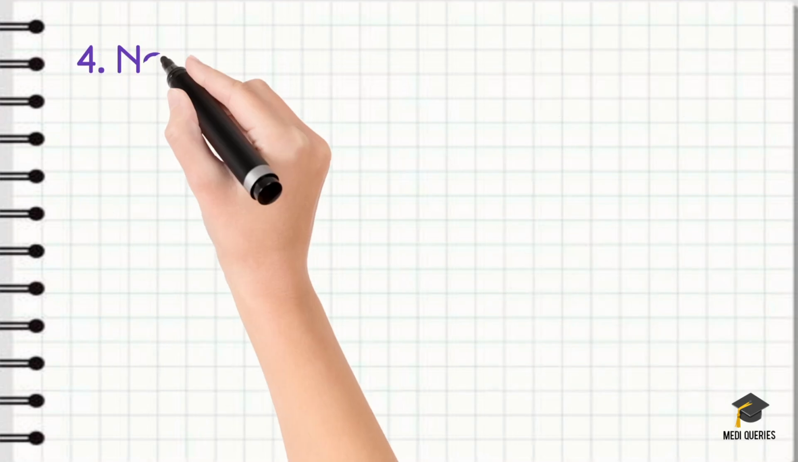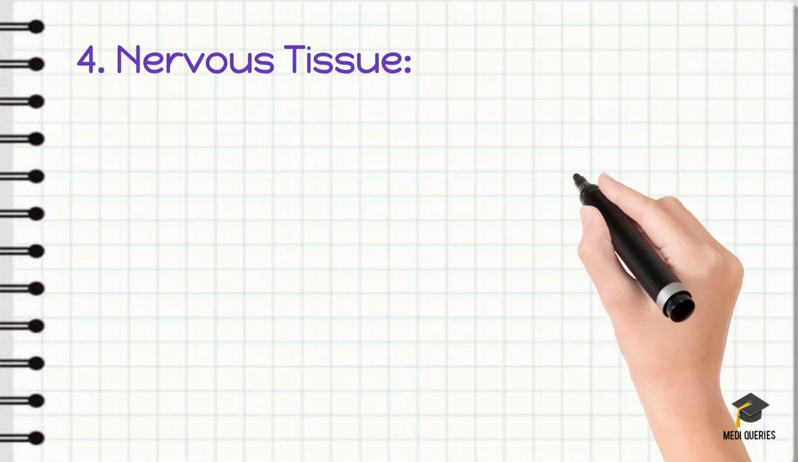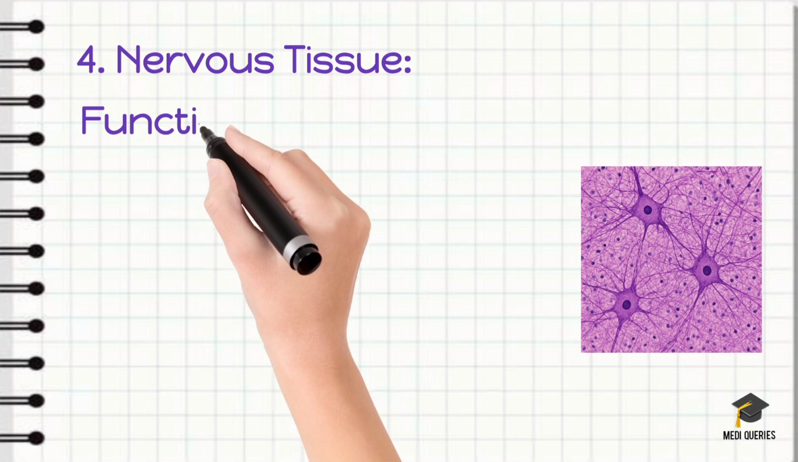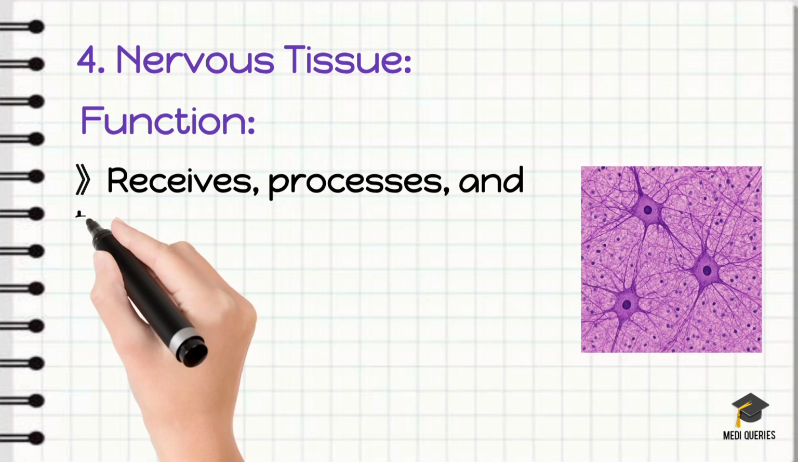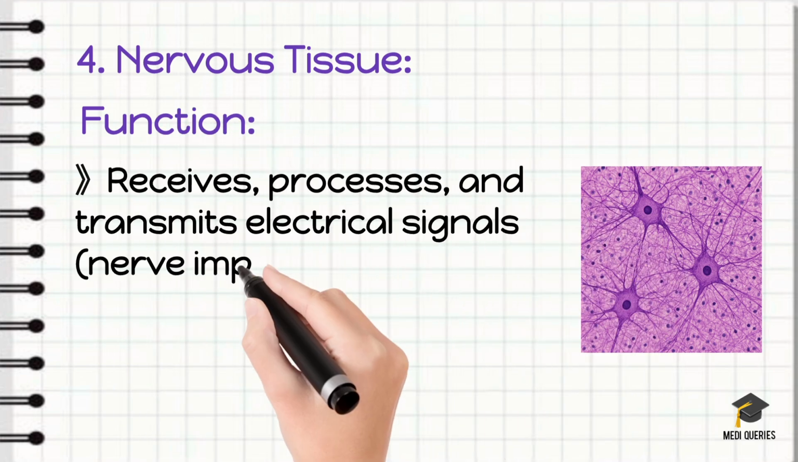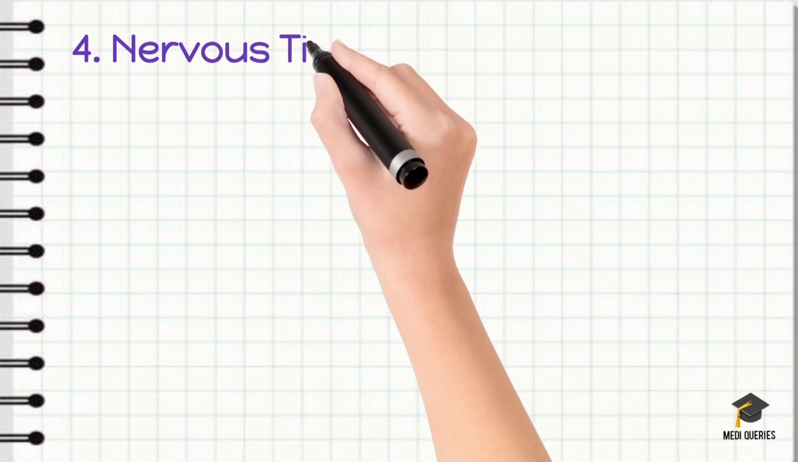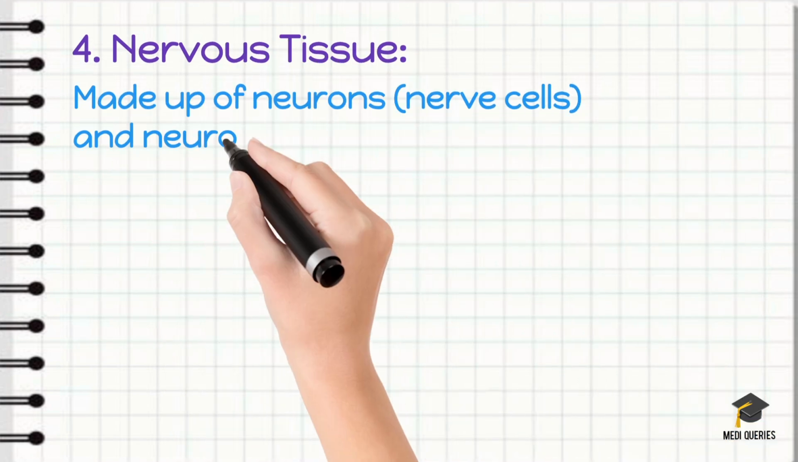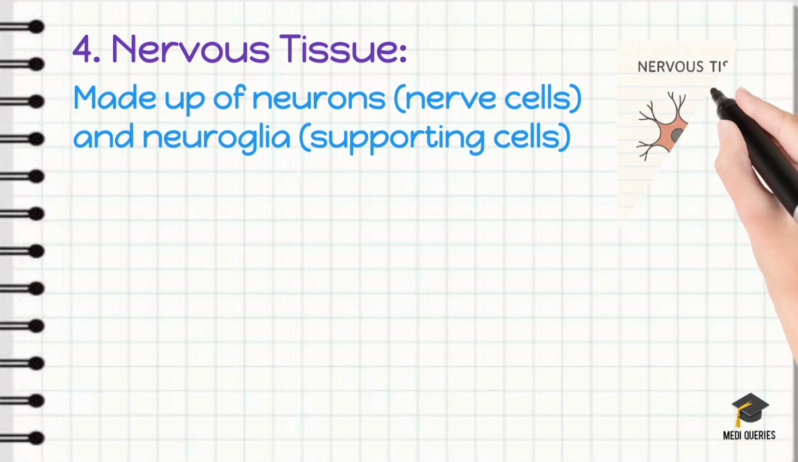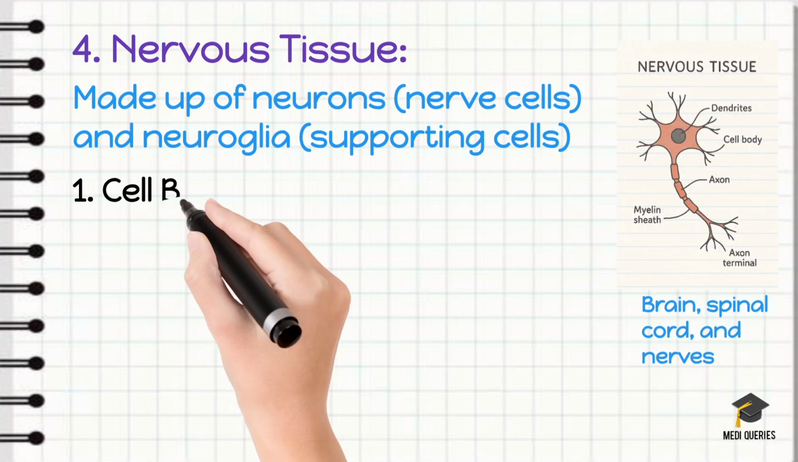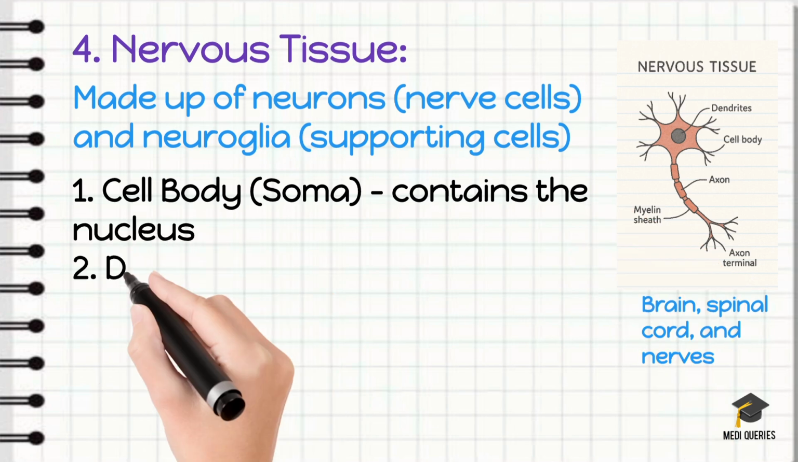And next one is the nervous tissue. The main function of this tissue is to receive, process, and transmit electrical signals, that is nerve impulses, which mainly control and coordinate the body activities here. And coming to the structure, it is mainly made up of neurons, that is the nerve cells, and neuroglia, that is the supporting cells. Okay, first we will see about the neuron structure.